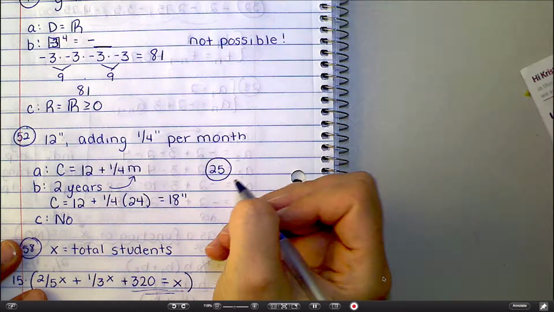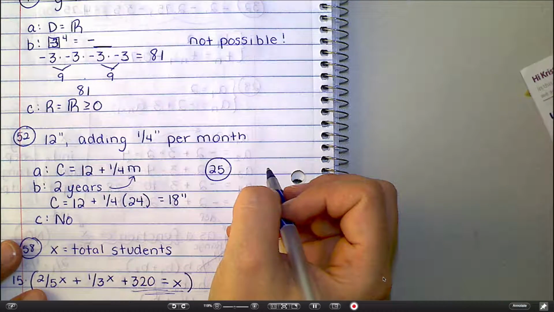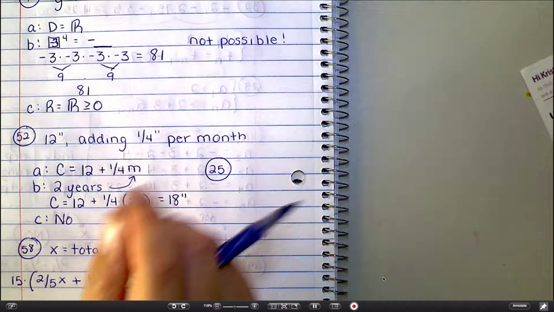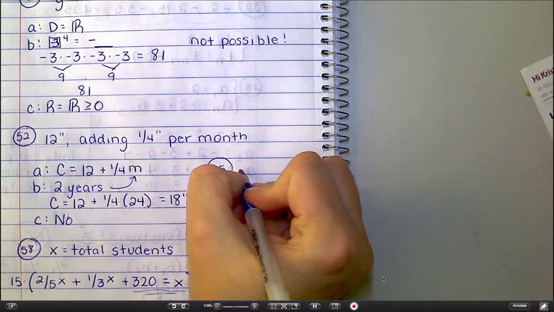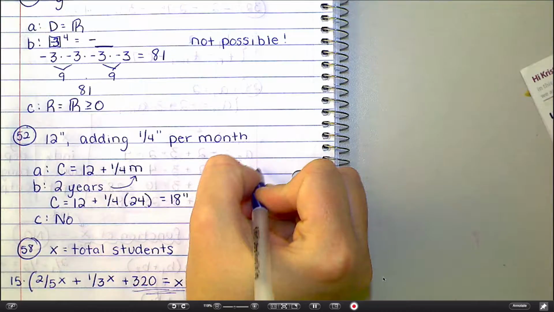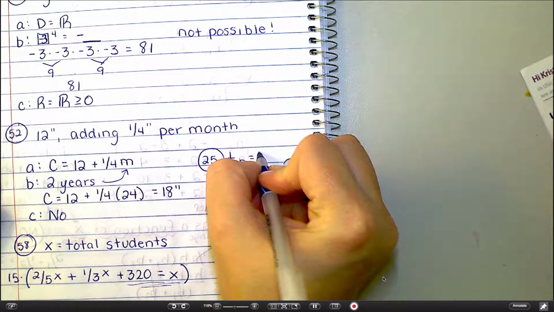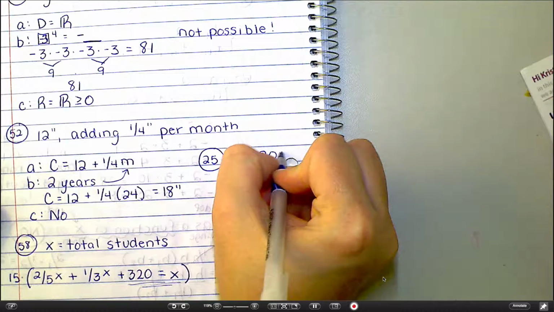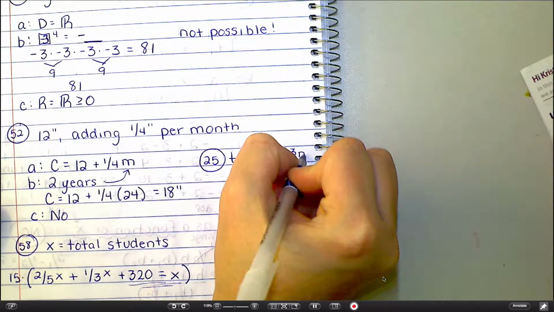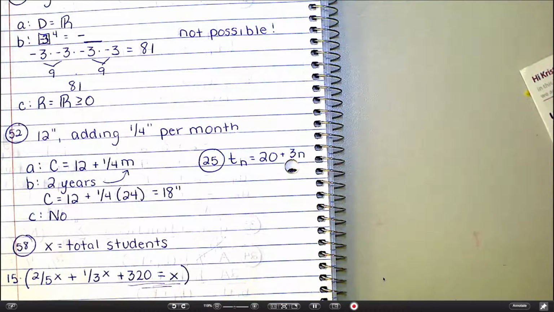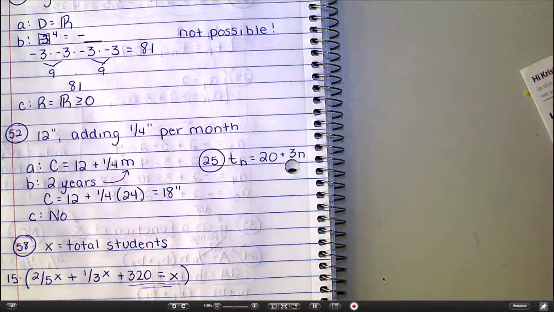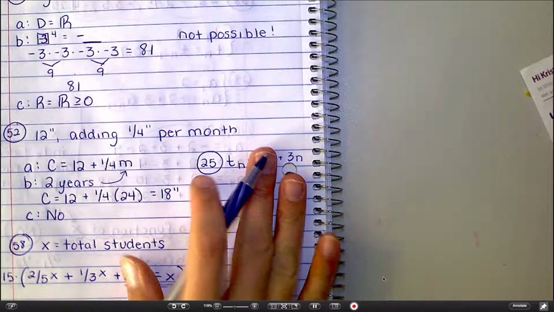25, guys, you're going to want to pay attention to this because this is something I think people are going to miss. 25 is an explicit formula. It gives you this: T of n equals 20 plus 3n. So it's not recursive. It's not that you're adding something to the previous term. It's that you just plug in what term you want. This is the instant gratification thing.